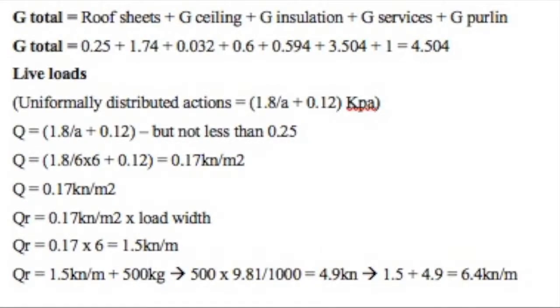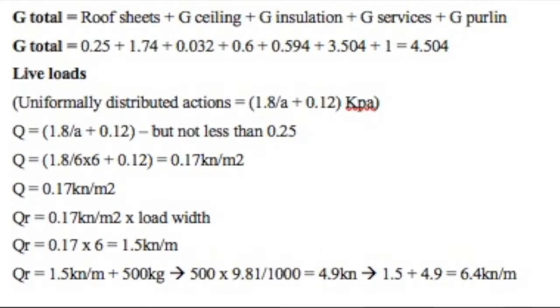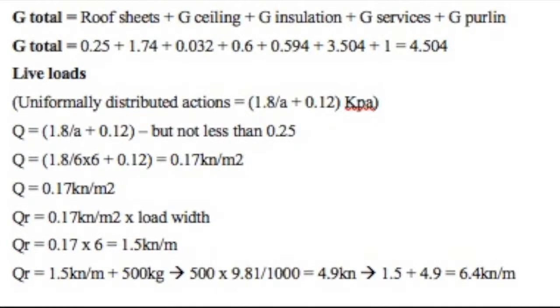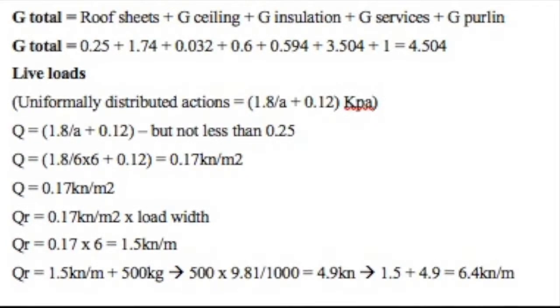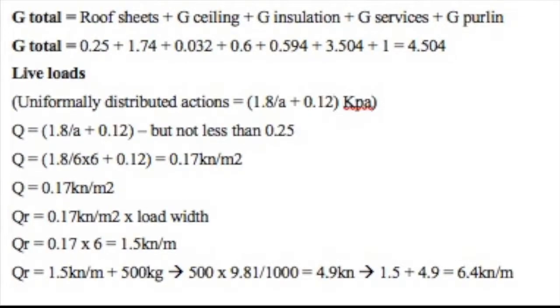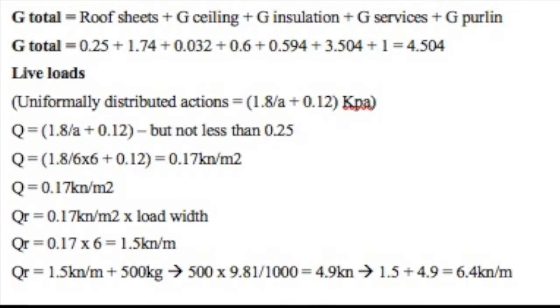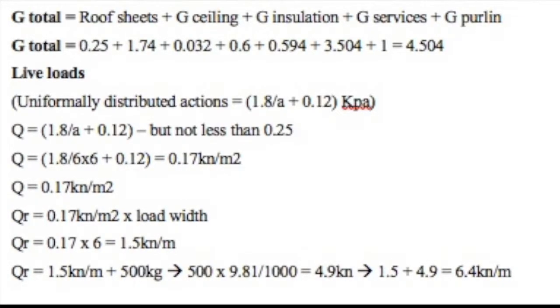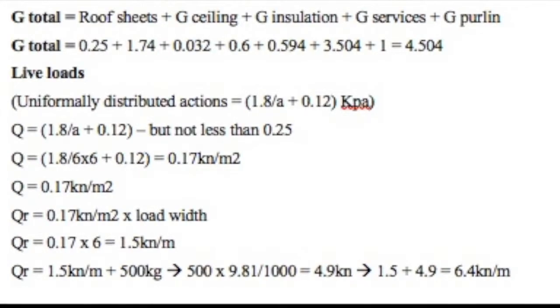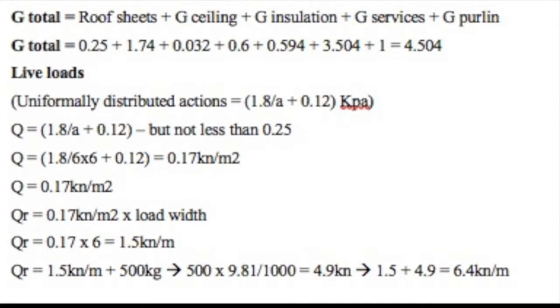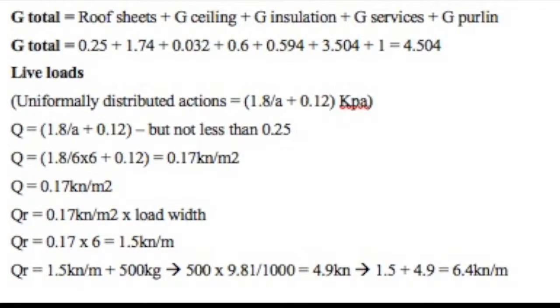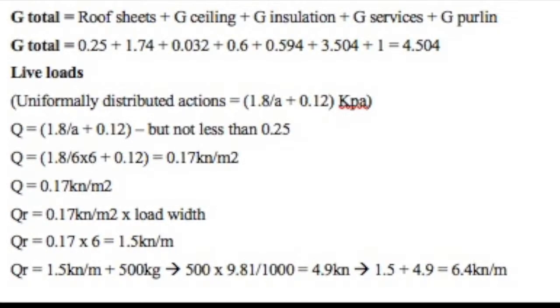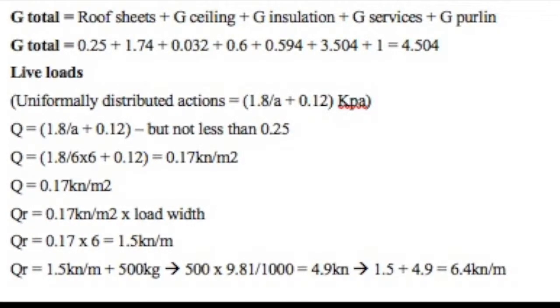For our shed design, the total dead load of the building was 4.504 kilonewtons. The uniformly distributed action load was calculated through the equation 1.8 divided by A plus 0.12. In this case, our A factor was 6 by 6. Once this figure was achieved, we then multiplied it by 6, which gave us our Q factor of 1.5 kilonewtons per metre.